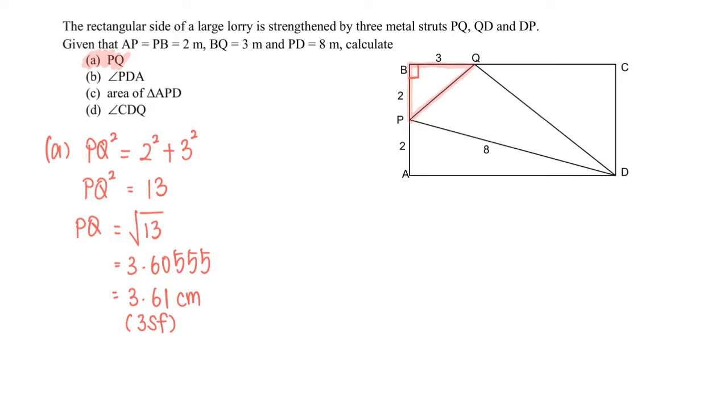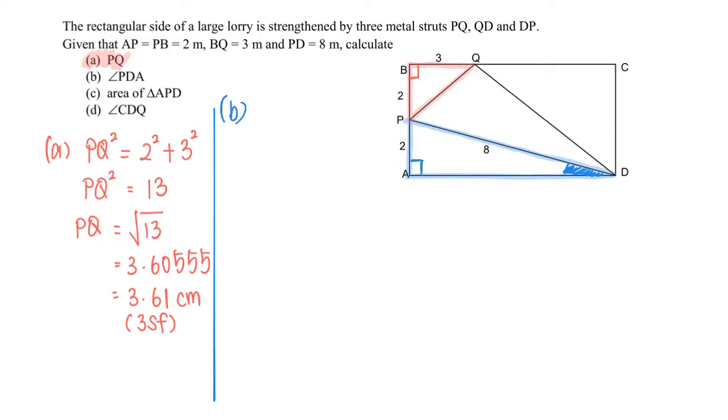Okay, part B. PDA, that means I will have to refer to this blue color triangle. Again, it is a right angle triangle. PDA is this angle here. Since it is a right angle triangle, I am going to make use of SOH CAH TOA.